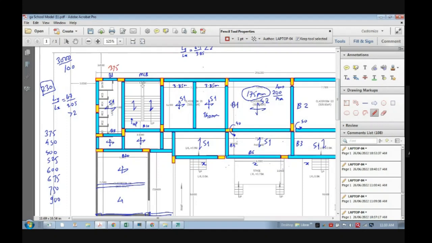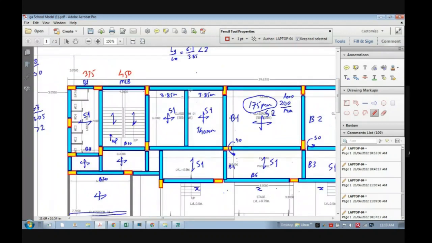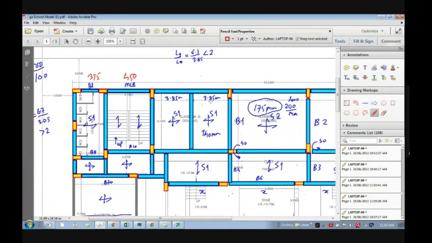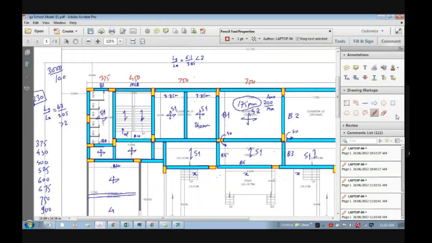Then ML beam, it is a mid landing beam. It is 4.3. So let's take 450. Then ये कितना है मेरा? 7.7 roughly. Correct. तो 7.7 का कितना आएगा? Roughly 750. Right? L by 10. It is not an exact rule, it's a thumb rule. Please keep in mind. So ये भी मेरा 750 आएगा. ये beam depth, ये जो beam रहेगा whatever. And again same here 750.